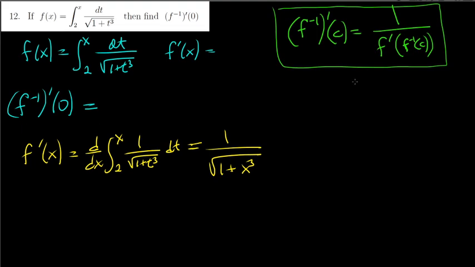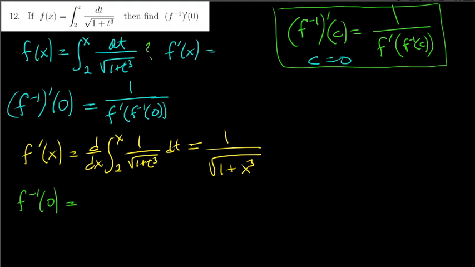Now, what do we have to do? Well, now we have the derivative, but we have to plug in f inverse of 0, right? Because that's my c here. Here c is 0. Okay, so that's another problem here. What is f inverse of 0? Well, we never found the inverse, right? In fact, we still don't know what f is. How are we supposed to find the inverse?